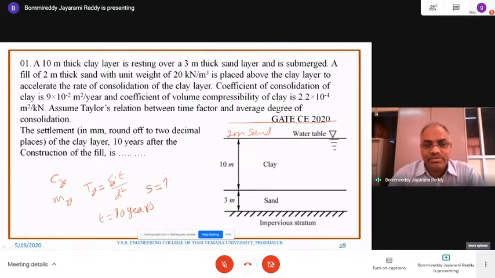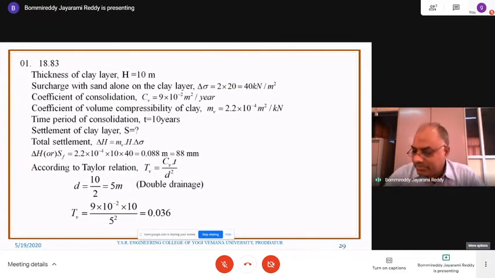This is a simple question. Observe the various formulas, because MV is given, CV is given, and based on this, what are the various parameters to be found for computing the final answer? You can look at the next. See the total data that is given. Thickness of the clay layer is 10 meters, and the delta sigma. What is delta sigma? Delta sigma is only because of the surcharge load.